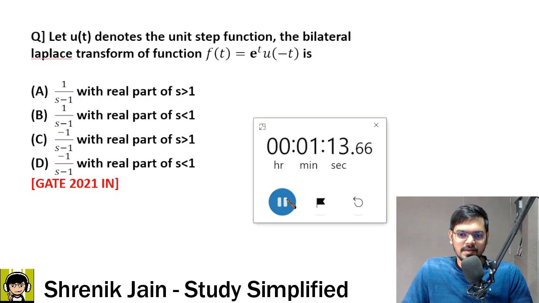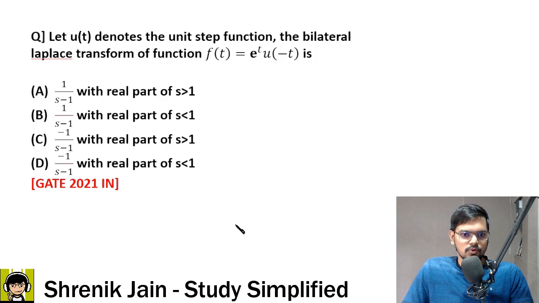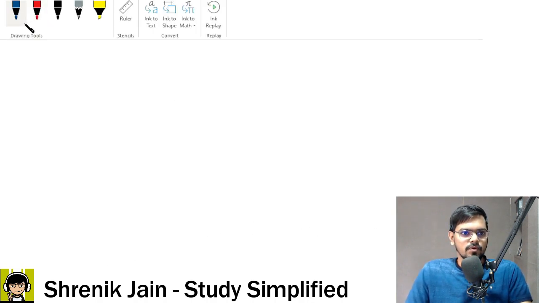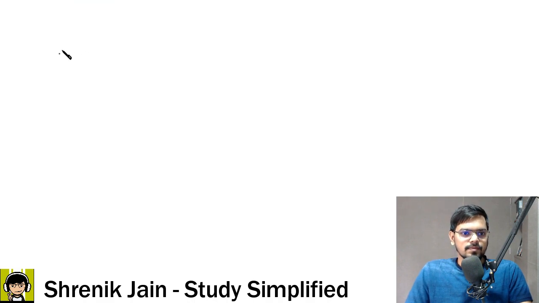Okay, so the time is up. Now it's my time to solve this question. So first of all we'll say that the given function f(t) is equal to e^t into u(-t), correct?